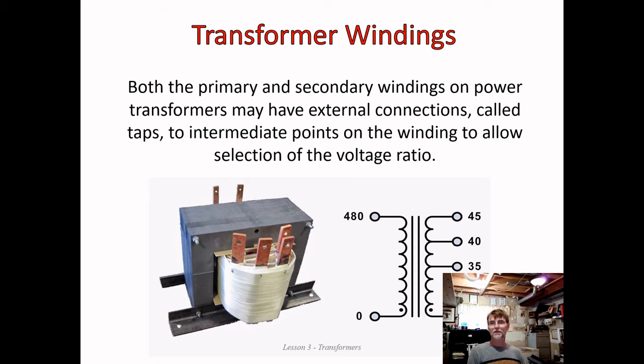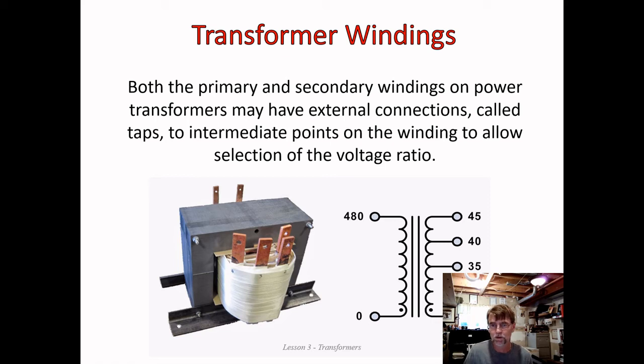Both the primary and the secondary windings on power transformers may have, well, must have external connections. They are called taps. They may have multiple external connections, which we call taps. These are connected to intermediate points on the winding to allow for a selection of various voltage ratios.